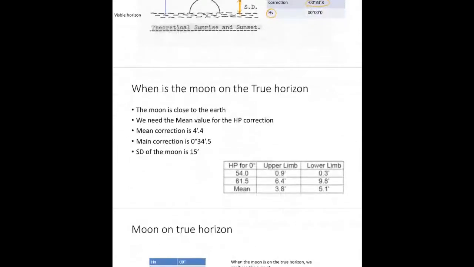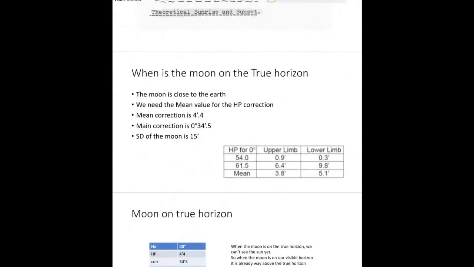So when is the moon on the true horizon? The moon is close to the Earth, so we need to also apply a correction for the horizontal parallax. We need to calculate the mean value for the horizontal parallax, okay? This gives us a mean correction of 4.4, where we have an additional mean correction of 33.5.